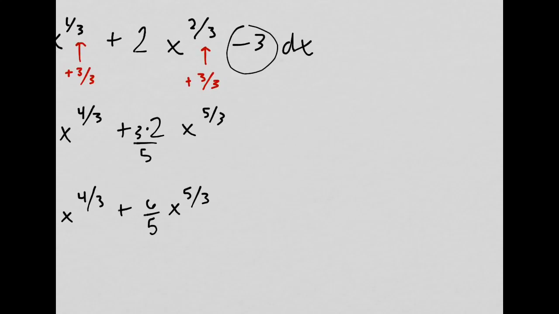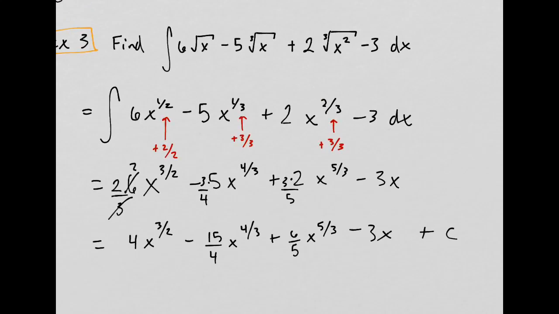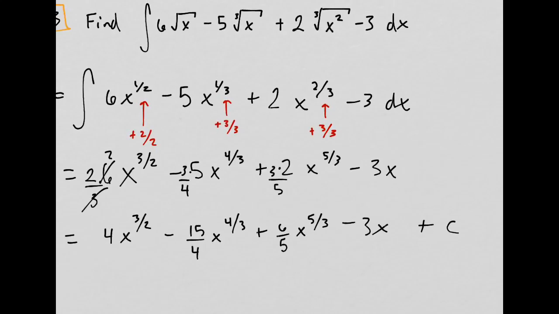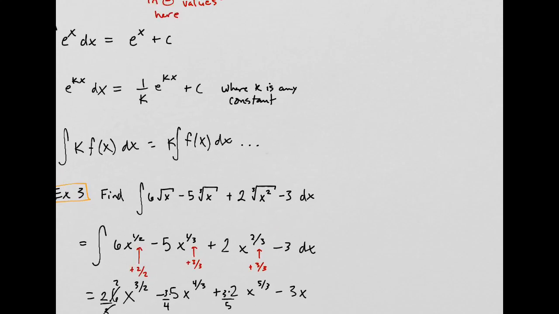Nothing simplifies there, so I get 6 over 5 x to the 5/3. And then the last one is just a constant, so I tack on an x. And then remember, also tack on a plus c. So there we have it. If I took the derivative here, I would get 6x to the 1/2. You could check that, but hopefully it's right. And I just checked it. Remember, check it in your head every time. That way you can be sure you're doing it right. We'll move on to the next video. I'll show you a couple more examples, and then we're done.